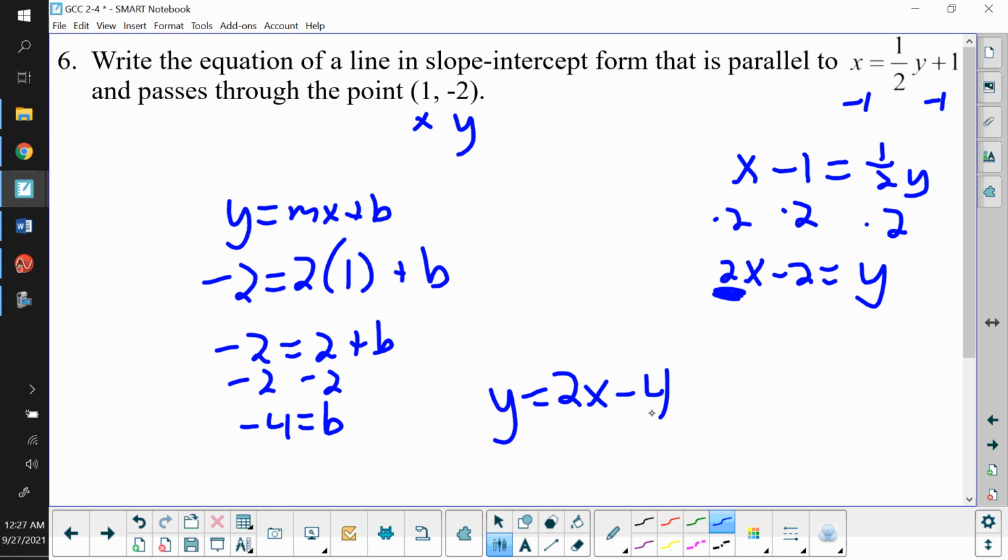So notice all these, your final answer should have a plain old x and plain old y in it, not numbers subbed in for plain old x and plain old y. We sub them in as part of the process so that we can find the b value.